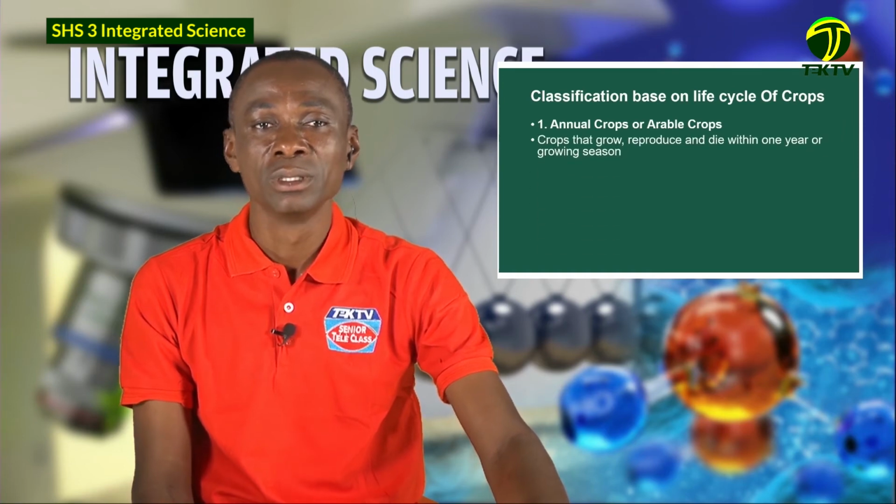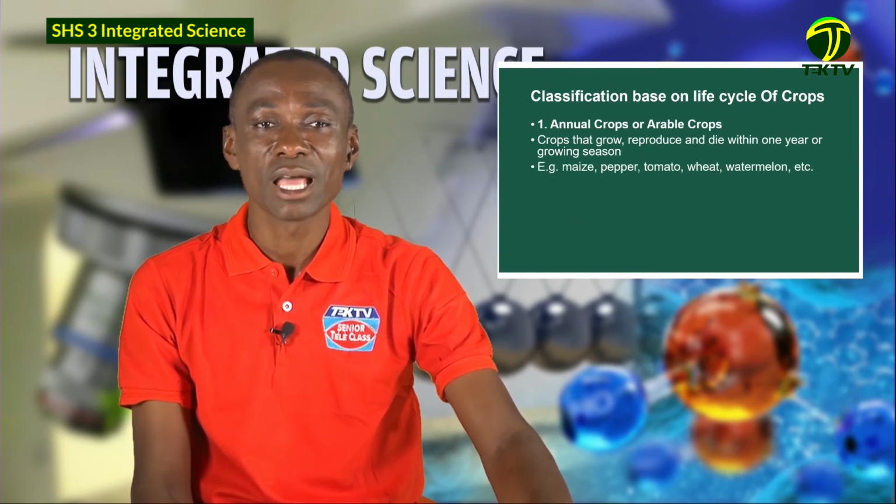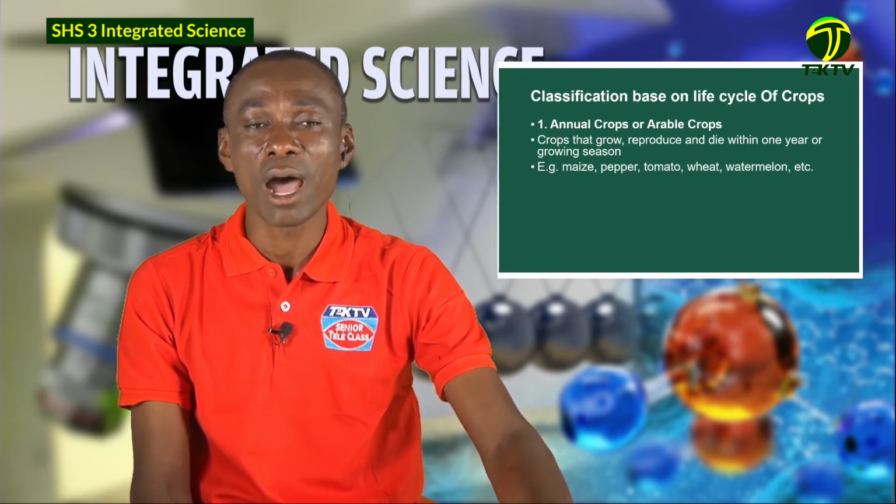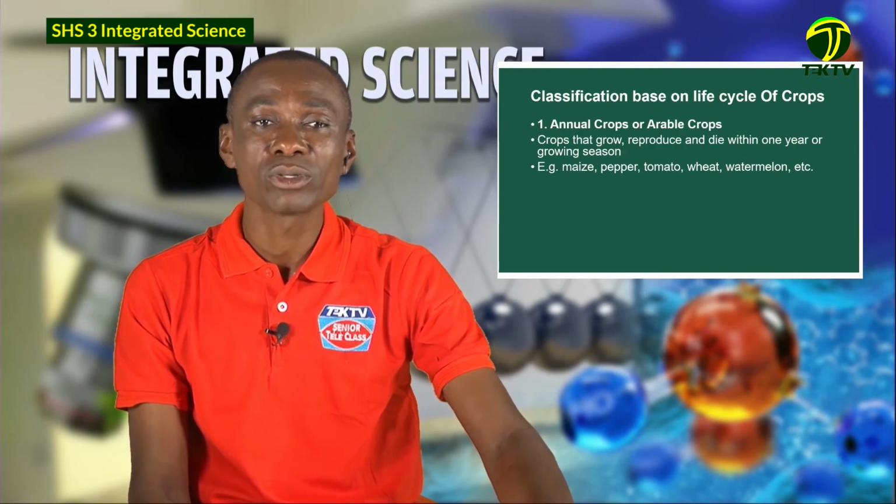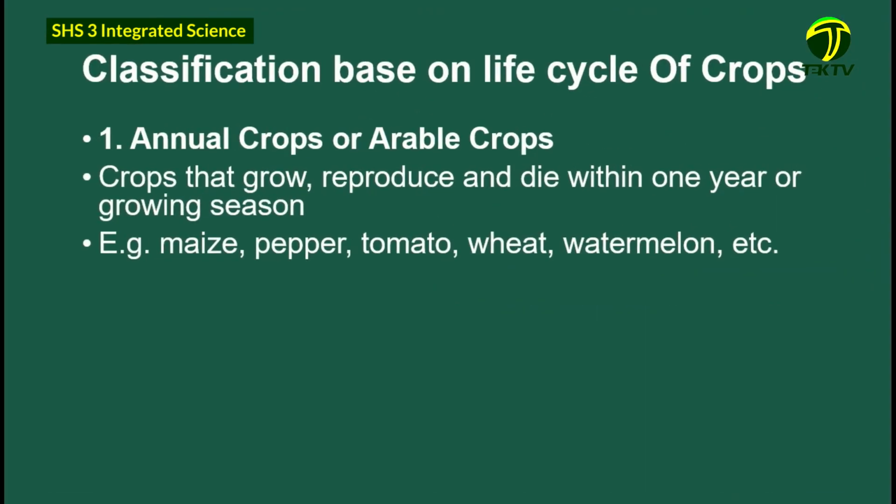We now go to the next level of classification based on life cycle of crops. Based upon the life cycle of crops, crops can be classified either as annual or arable crops. Crops that grow, reproduce, and die within 1 year or one growing season are referred to as annual crops or arable crops. Examples include maize, pepper, tomato, wheat, watermelon, etc. These crops grow, reproduce, or complete their life cycle within one growing season. So which means when we plant them within some few months, their life cycle comes to an end and we harvest them.